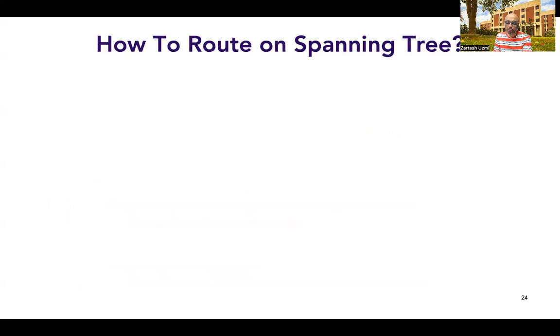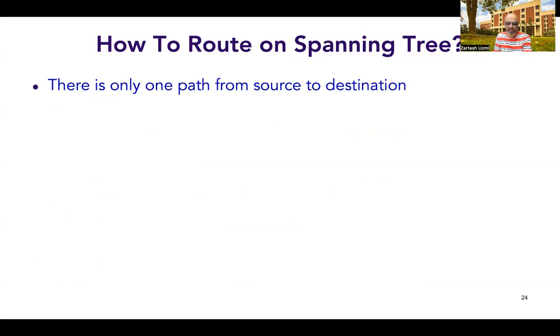Okay. So how to route on the spanning tree? Once you have the spanning tree, how do you send the packet from the source to the destination on the spanning tree? And remember, we are still talking about one single link. This is a very giant link. All of these machines are on the same link. All of these machines are part of the same subnet. So once you have the spanning tree on this big giant link, there is only one path from the source to the destination. How do you find that path?